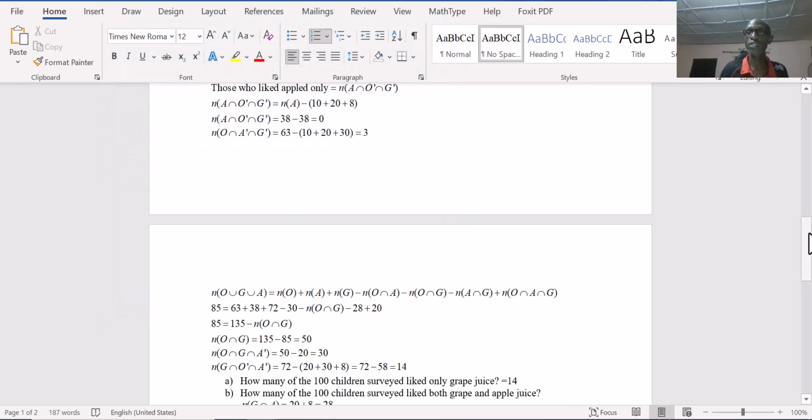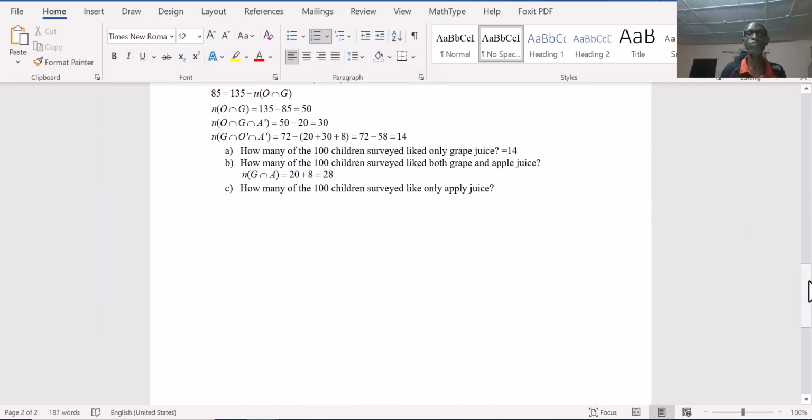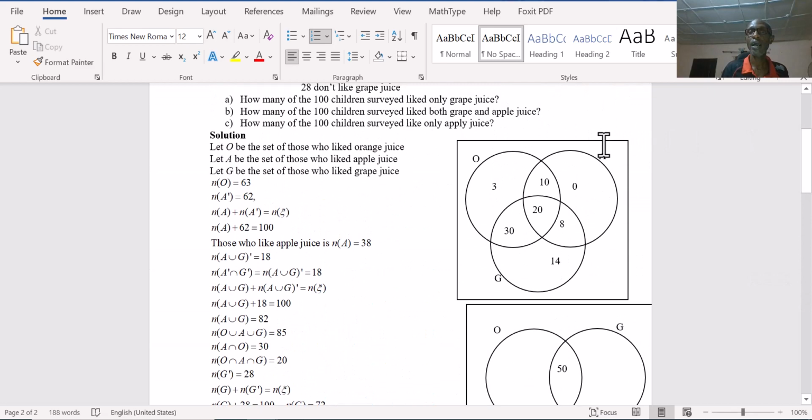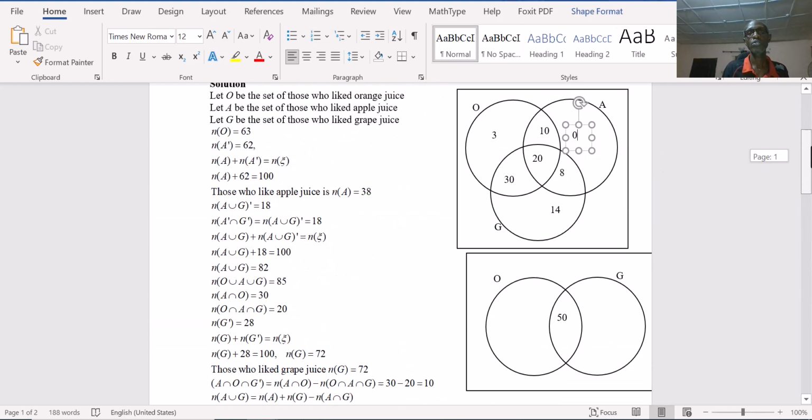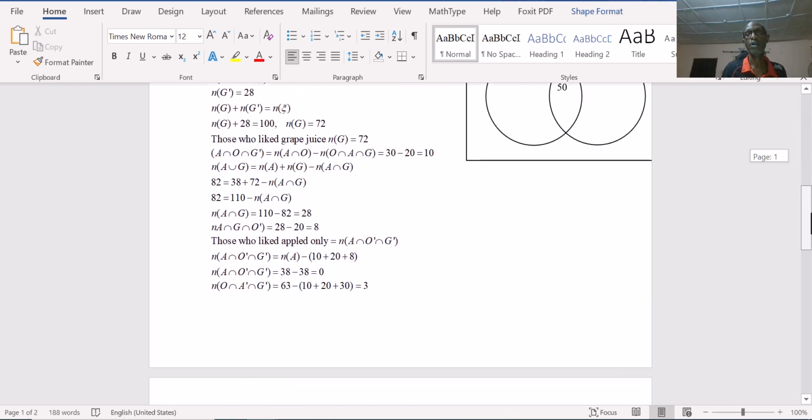So we've written that. Then the last one is how many of the 100 students like only apple? Apple, not apply. So we got that to be 0. You can look at the diagram again. Those who like apple only, which is 0, this is it. So that is how to go about solving this.